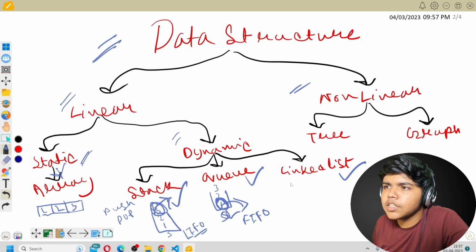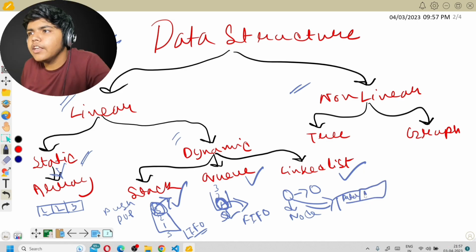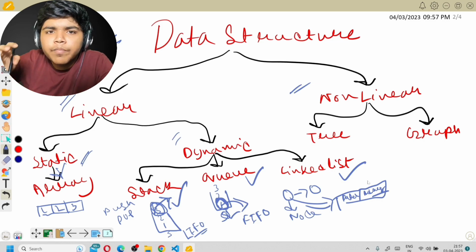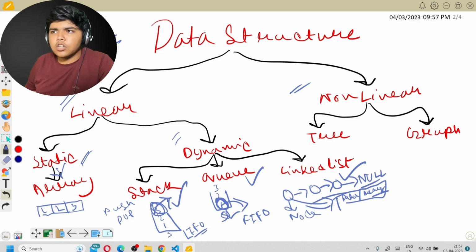And linked list basically looks like this. It is called a node, and a node has two things. One is data, and here the address of the next node is stored. It looks like this, and after the last node it points to null. So this is the basic structure of linked list.